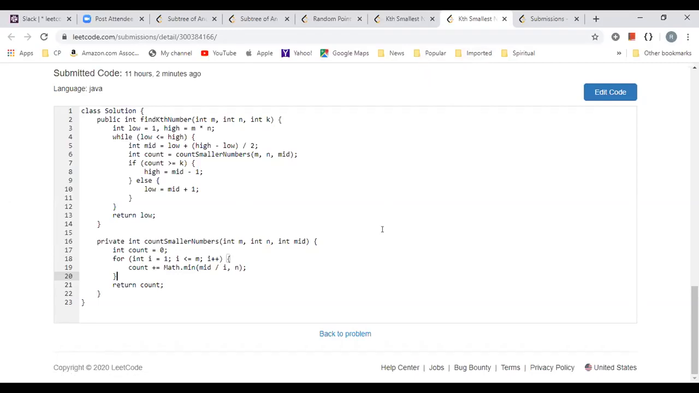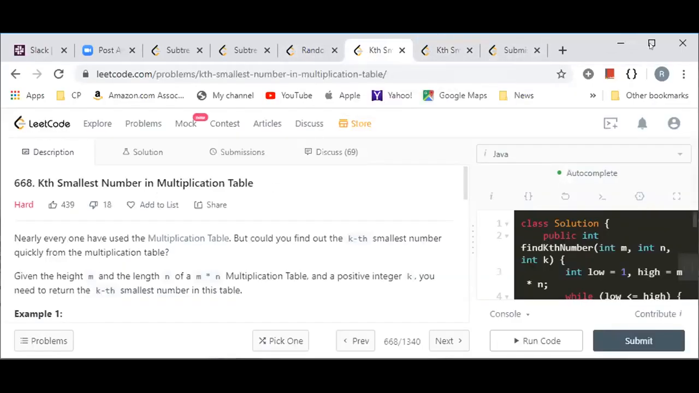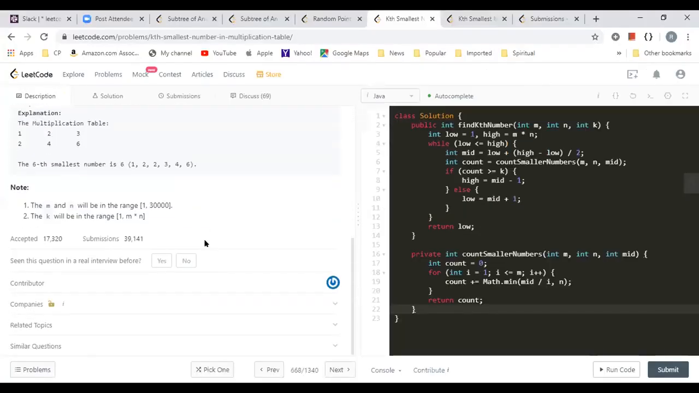Okay, let me see the problem first. See the limit here. The limit here was 300,000 for m and n. So the max value of m into n will be too big. It will not work with a priority queue approach. Any n log n or even O of n will have a tough time getting this problem accepted. So that is one intuition.